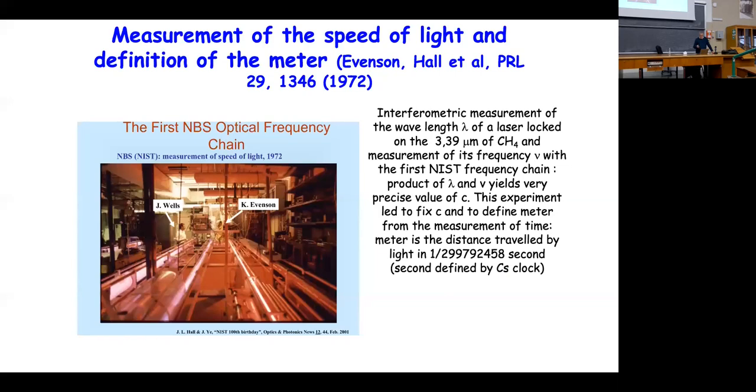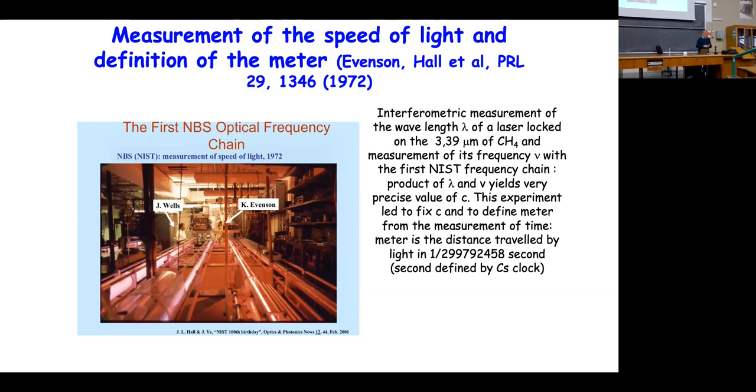And you see here, in fact, the chain of lasers, these are CO2 lasers on this table, which was used by John Hall and his colleagues in the measurement I was mentioning before. So it's the first NBS optical frequency chain. And they looked at the 3.39 micrometer line of CH4. They measured the wavelength by interferometry. What they did is they sent this in a Michelson. They counted the fringes for this line and then compared to the fringes of a krypton laser. The definition of the meter at that time was a multiple of the wavelengths of the krypton line.